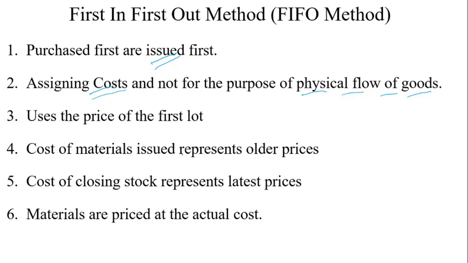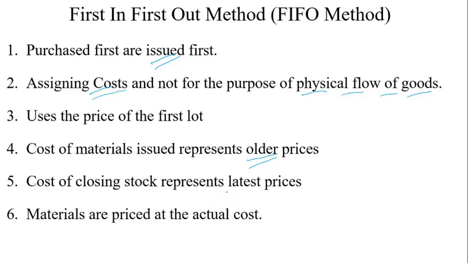And the cost of materials issued represents older prices. That means we are issuing under the first in first out method. In this case, when we are issuing the raw materials, the price is not going to be the same as the current market prices, because we purchased these materials in the olden days. So these material prices represent older prices than the current market prices.